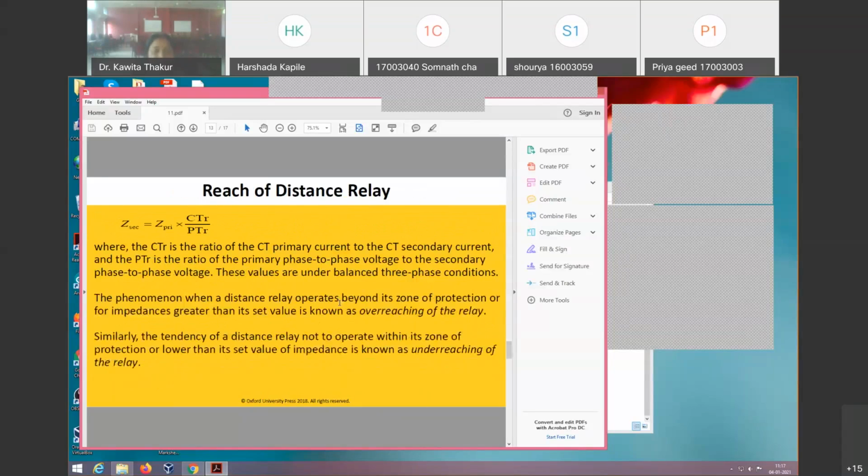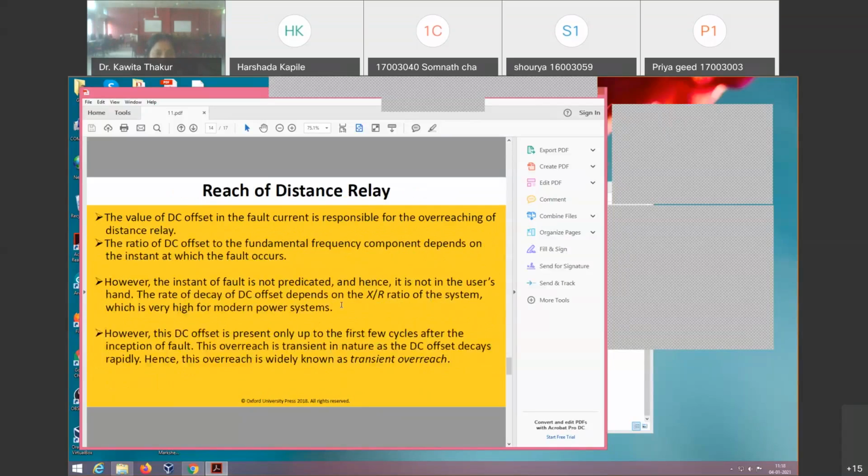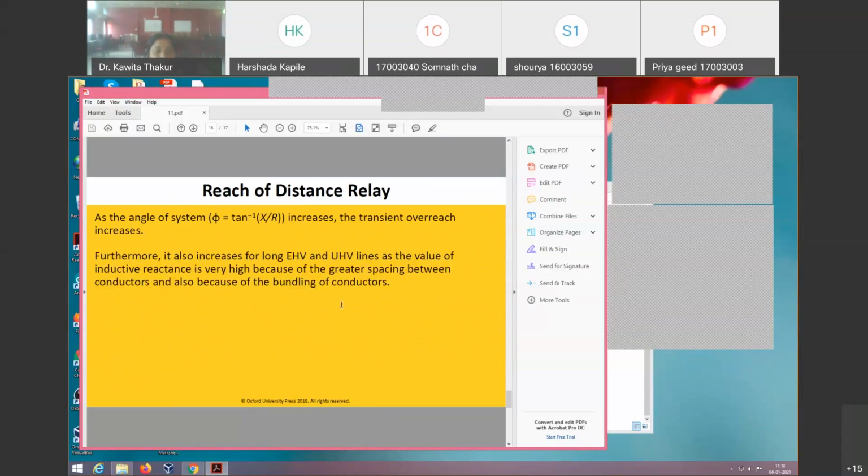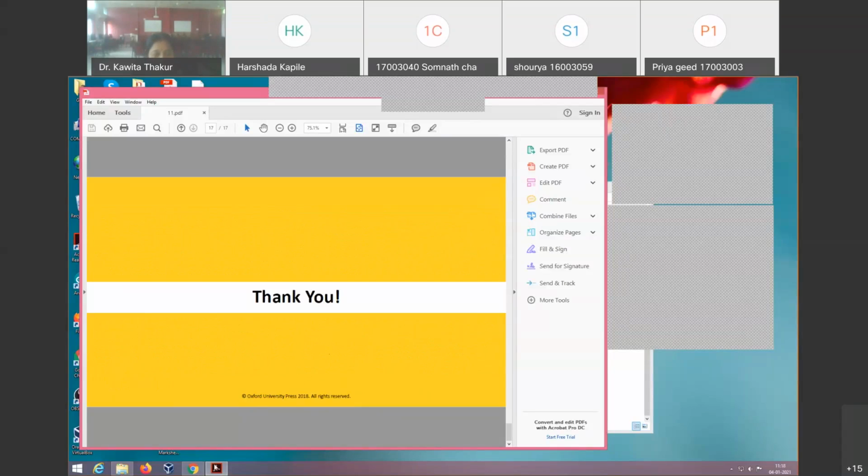And we are using, what is the reach of the relay. We are using reactance relay, impedance relay, and Moore relay. Okay, now in this lecture we have seen what is the reach of the relay. This is about our 11th lecture.